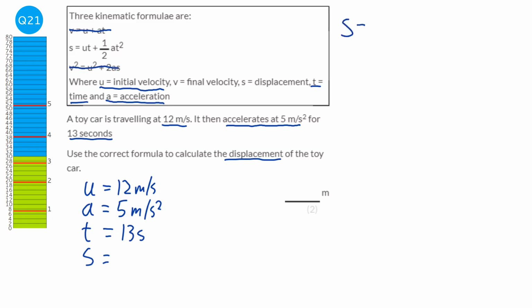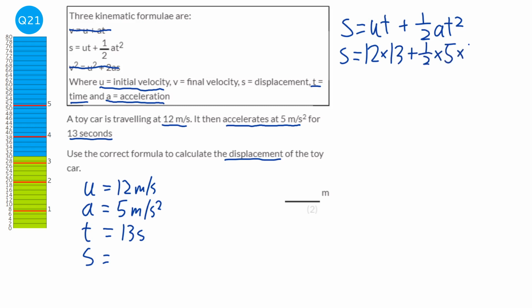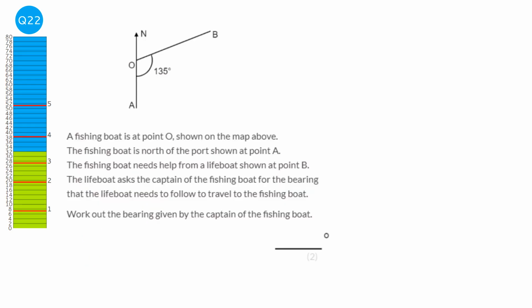So let's write that out. S equals ut plus half at squared. Now we're looking for s, and u is 12 and t is 13. So 12 times 13 plus half times the a, which is 5, times 13 squared. Put that into a calculator and you get 578.5. So it's going to be 578.5 meters.